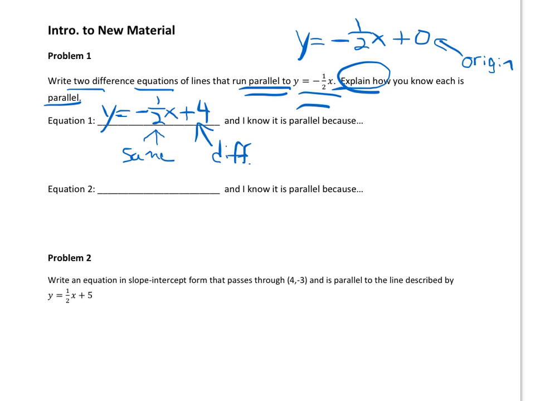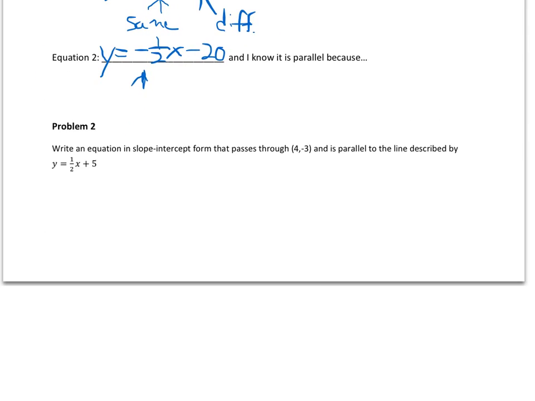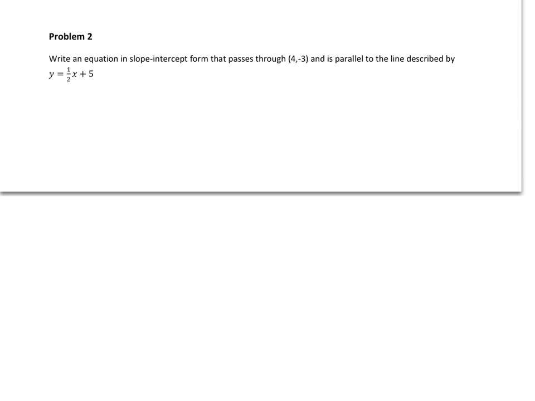So you can come up with another one. y equals negative 1/2 x minus 20. Same slope right there. Exact same slope, different y-intercept. Okay. All right, let's get on to some tougher problems now. Problem number 2. It says to write an equation in slope-intercept form that passes through 4, negative 3, and is parallel to the line described by this.